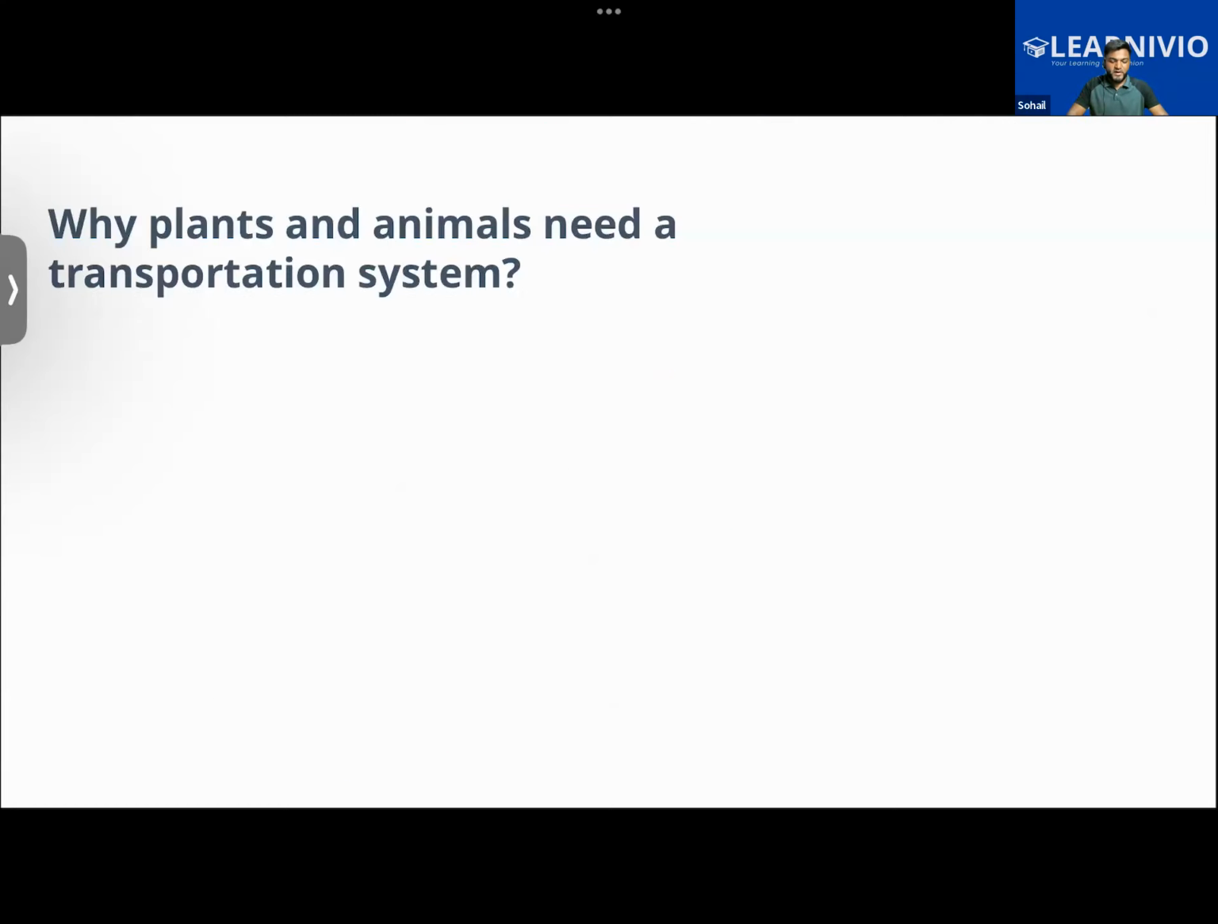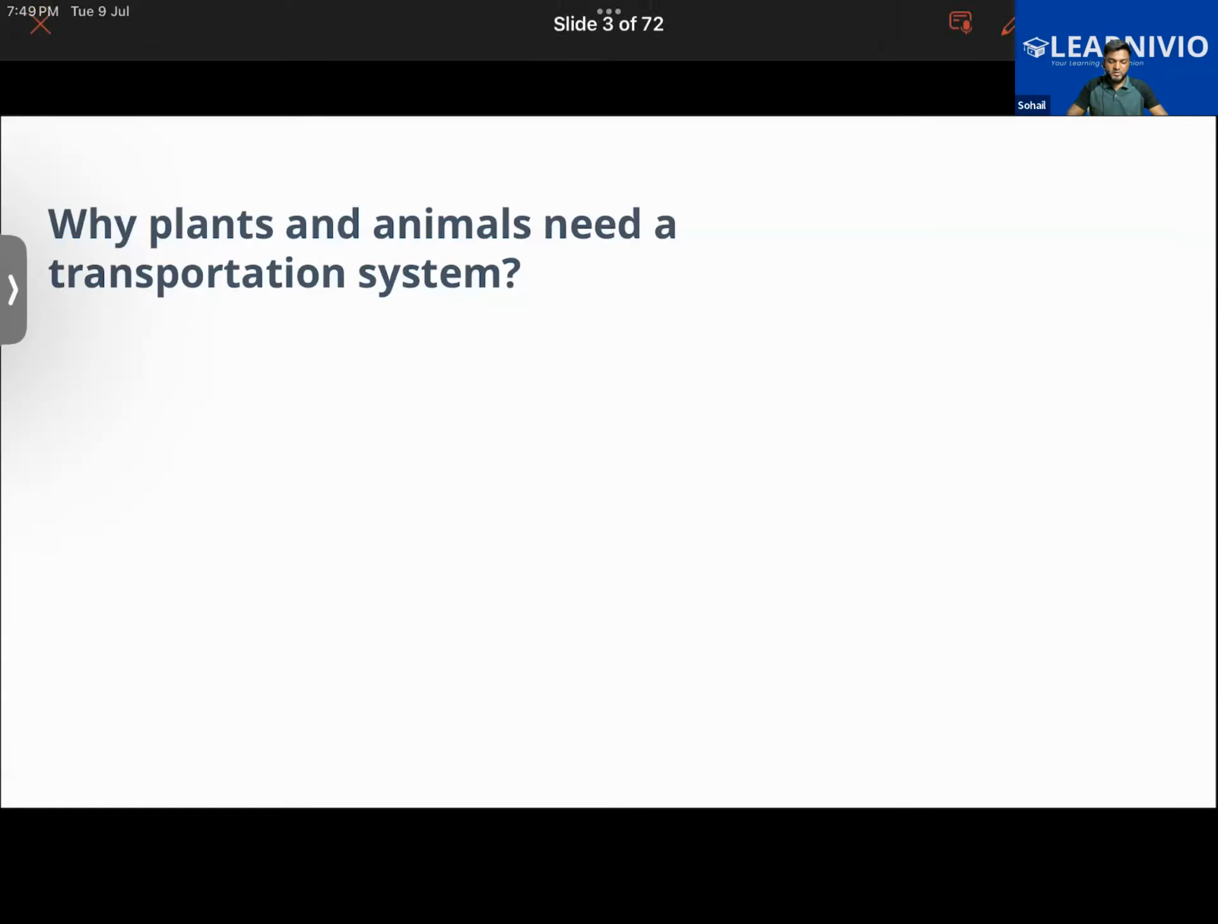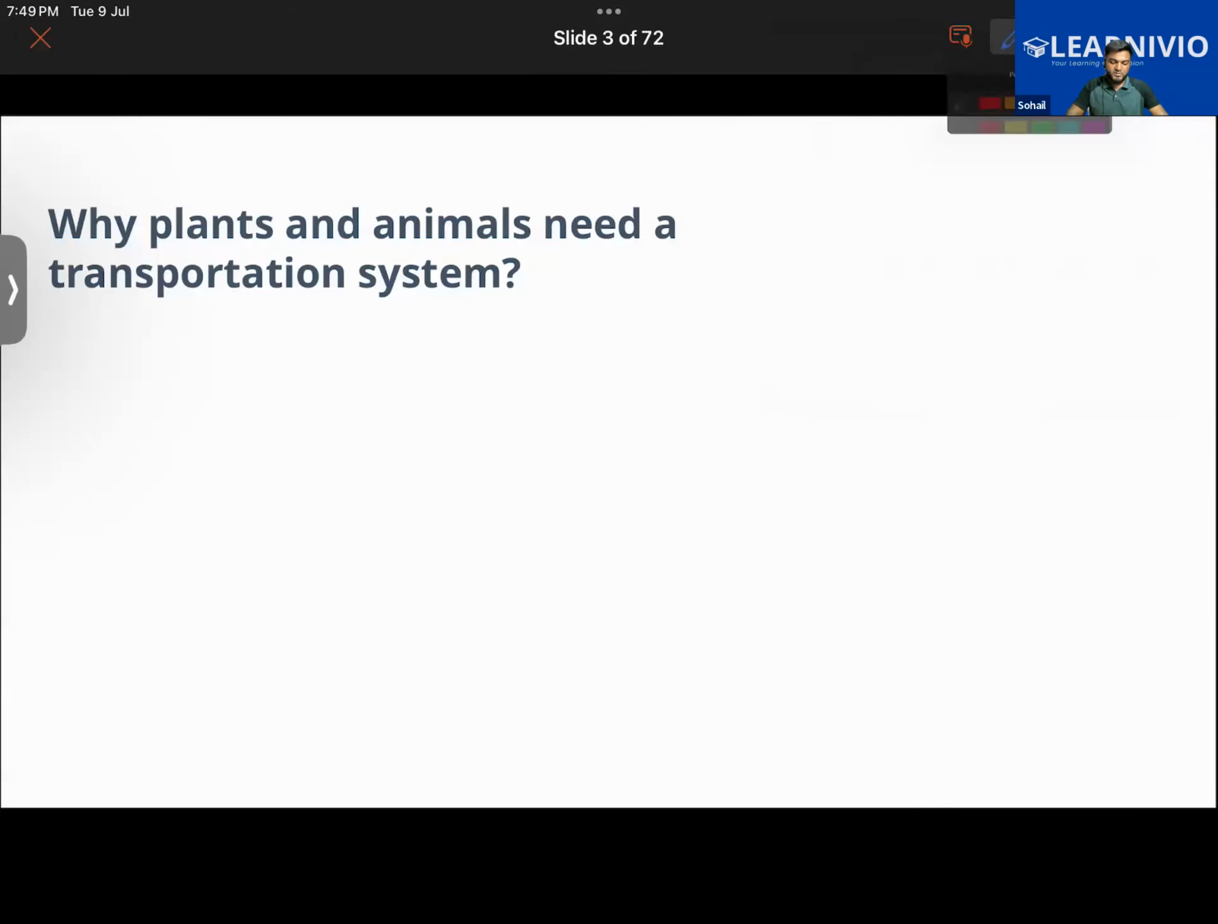So the question: why do plants and animals need a transportation system? First of all, even before discussing this question, let us understand about transportation. Transportation in general means to carry something from one place to another, right? Like for example, transportation of goods from the industries, from the factories to the markets.